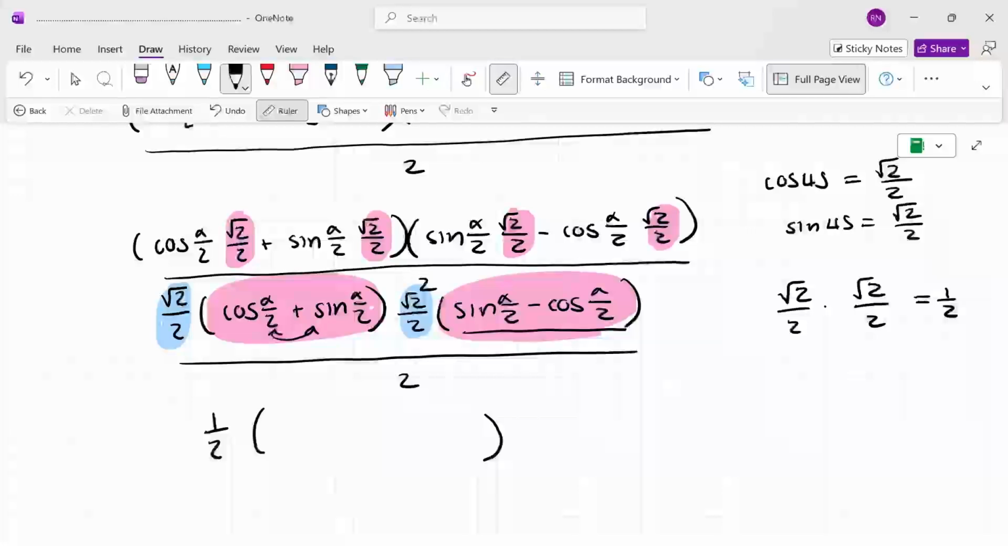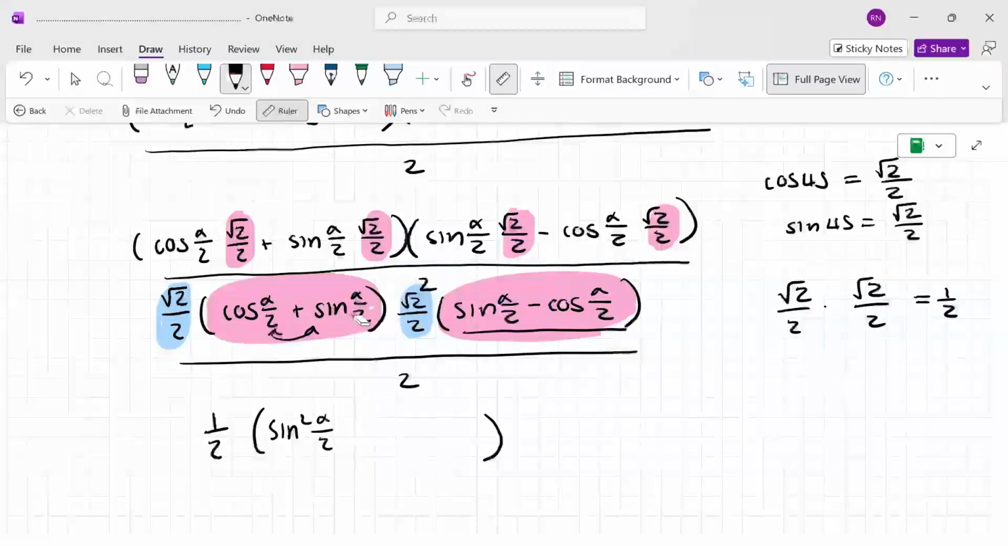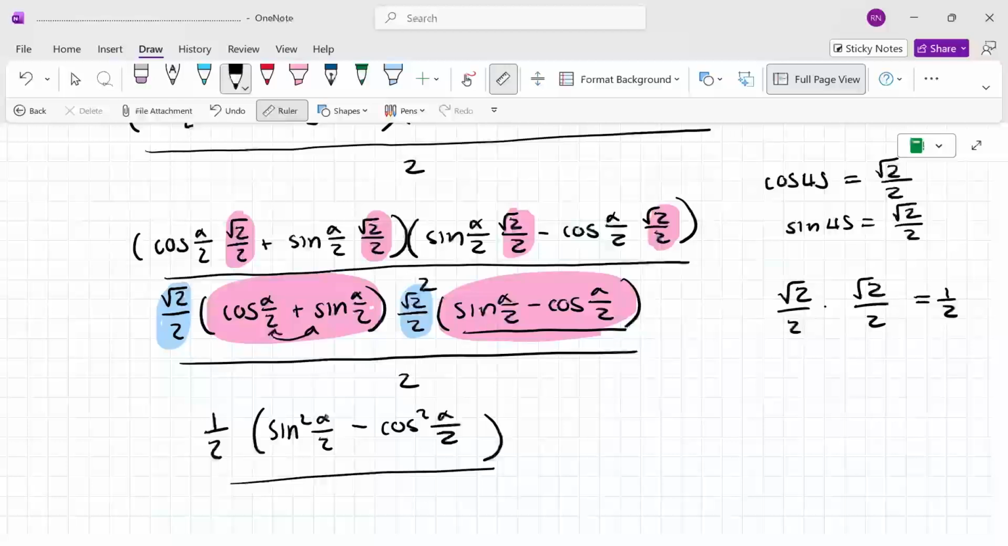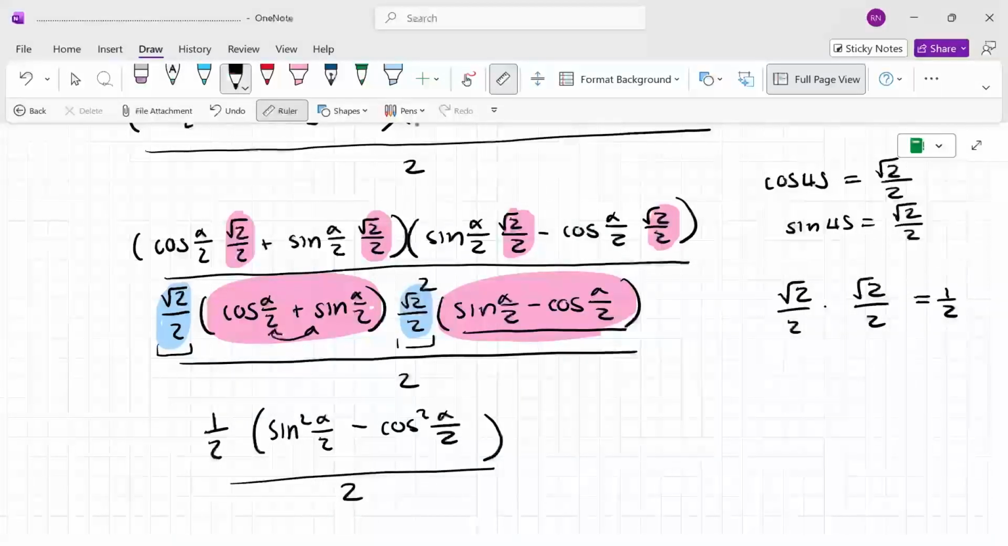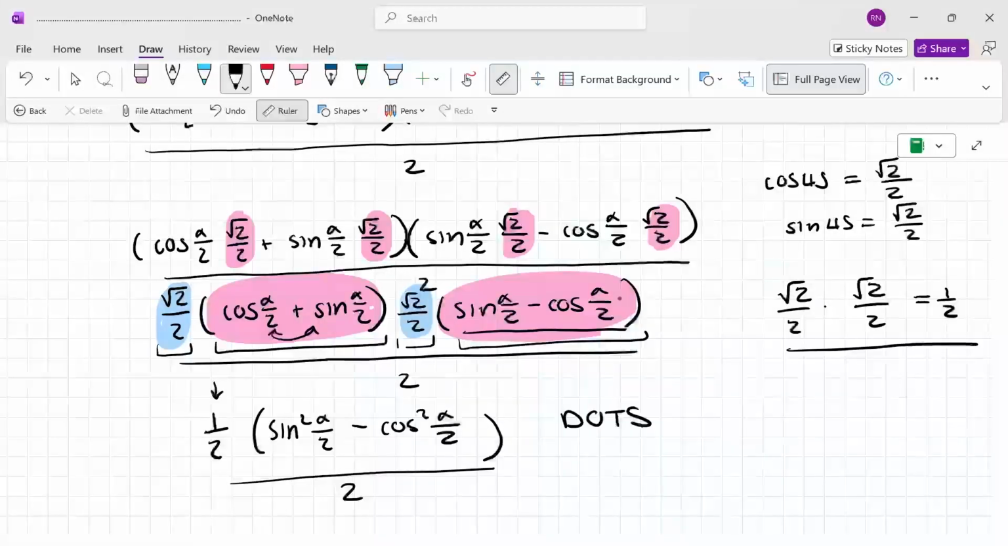So it'll be sine squared alpha over 2, sorry, my mistake, so it'll be sine squared alpha over 2 minus cos squared alpha over 2. And then that'll be a half times a half over 2. So I combine these by multiplying them together to get a half, which is where this half came from. And then I did dots here, to make it into one bracket.